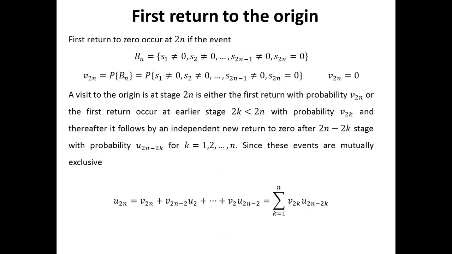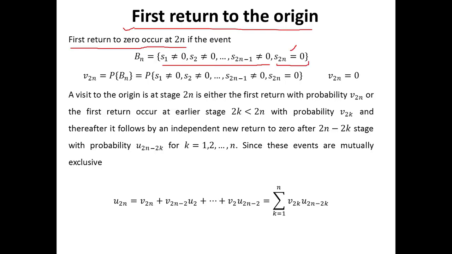Now let us consider what will actually be the meaning of first return to 0. That was return to 0, but it was not specified whether it returns to 0 after the first trial, or the first time it returns to 0, or the second time. So let us try to calculate first return to 0. First return to 0 occurs at 2n if, for all the cases, s1 not equal to 0, s2 not equal to 0, up to s2n minus 1 not equal to 0, but s2n equals 0.